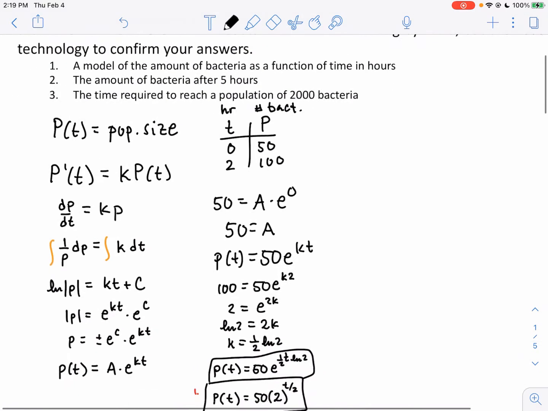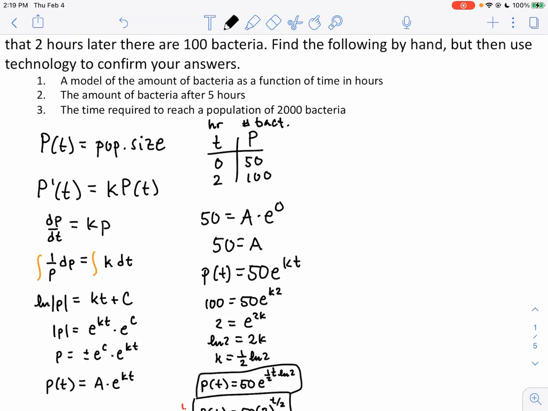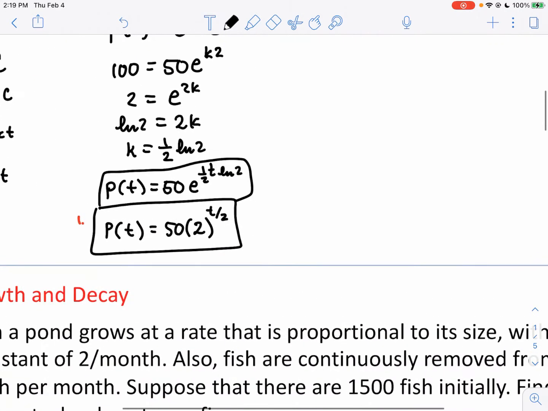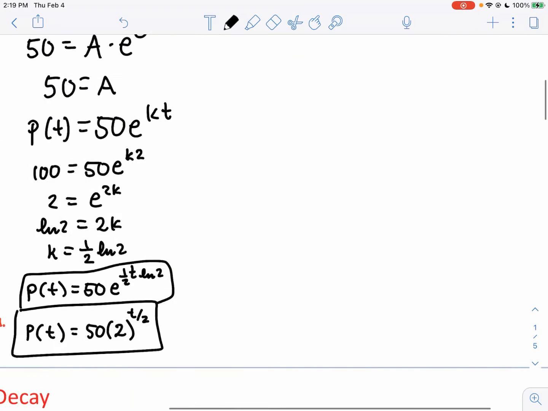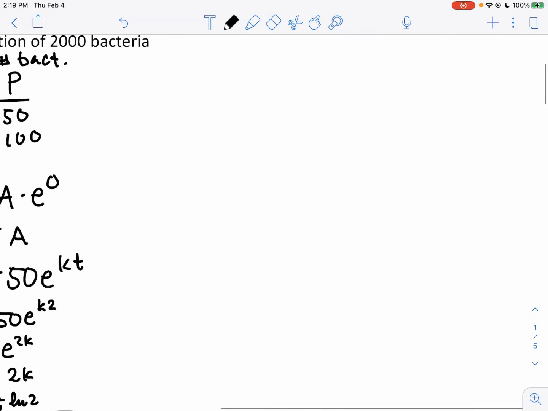Okay, question 2. Find the amount of bacteria after 5 hours. All right, so once we have a working model and the A and the K have been determined, then we just have to find P of 5 in this case. So let's do that over here. And I'm going to use the bottom one. We know that P of t was 50 times 2 raised to the t-halves.